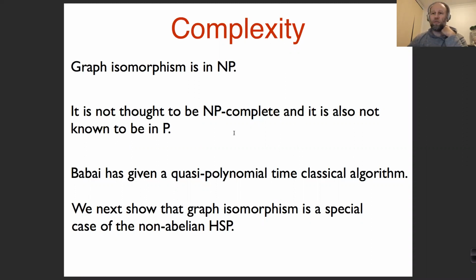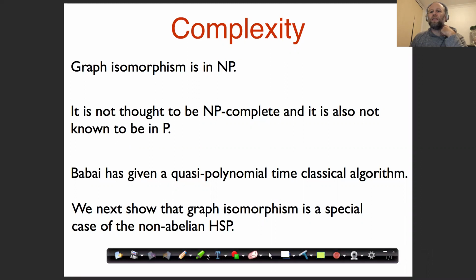So what does quasi-polynomial time mean? That basically means that the running time is something like n to some constant power of log n. Okay, so something like that. That's quasi-polynomial time.